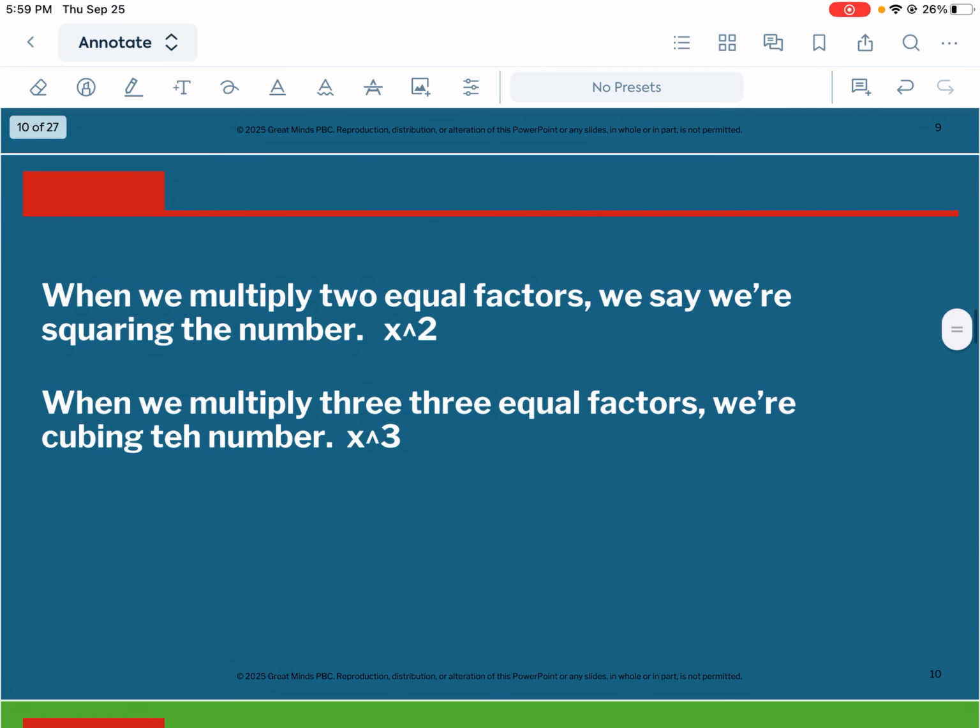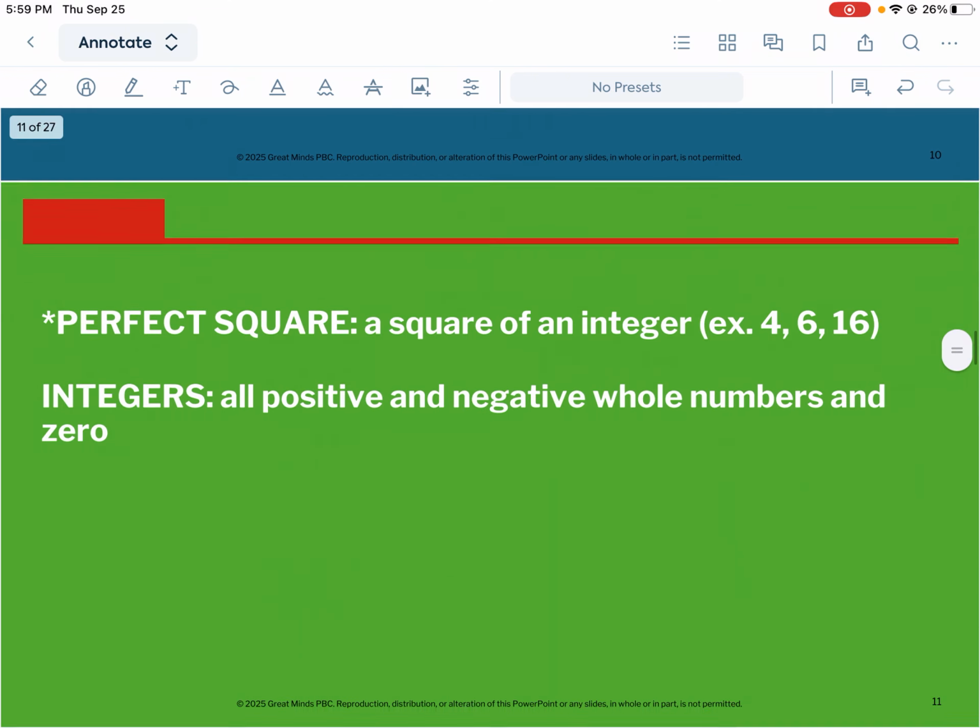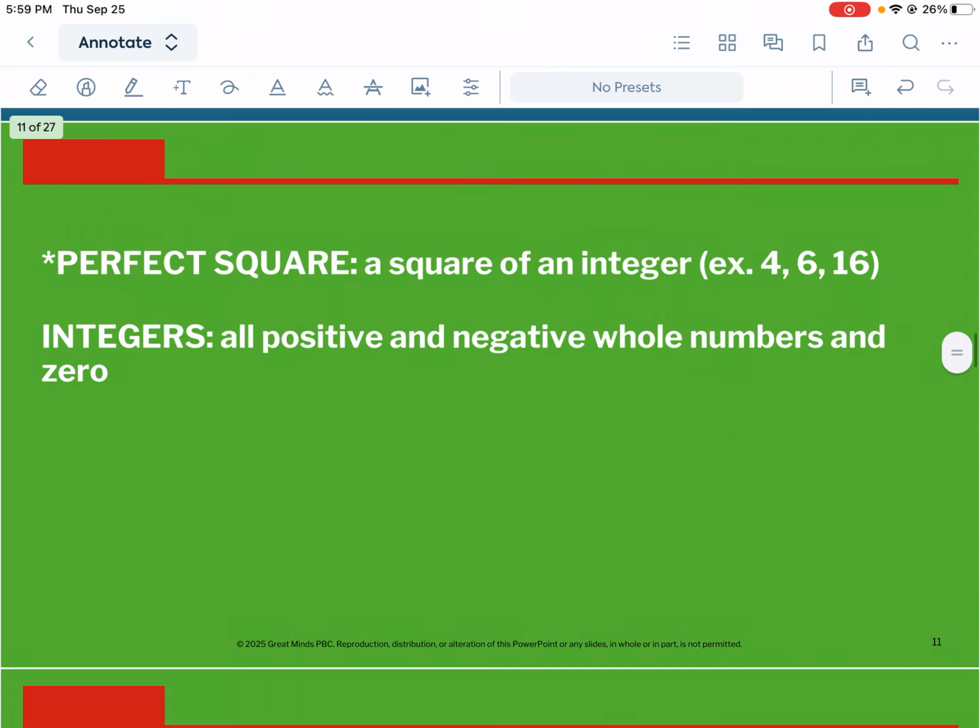On this slide, this is just a written out version of the concept of what we're doing. When we multiply 2 equal factors, meaning when you're multiplying the same number to itself only 2 times, we say that we're squaring the number. When we multiply those same values to themselves 3 times, we say that we're cubing them. A total of 3 times, or using 3 of the same number, better yet.